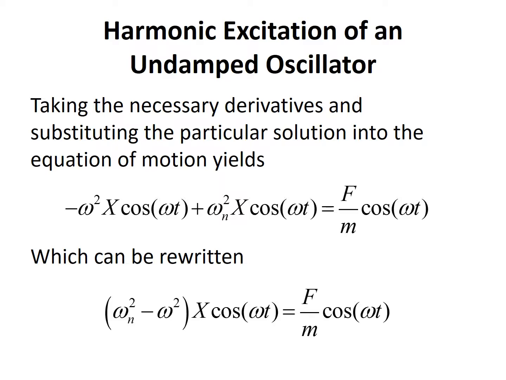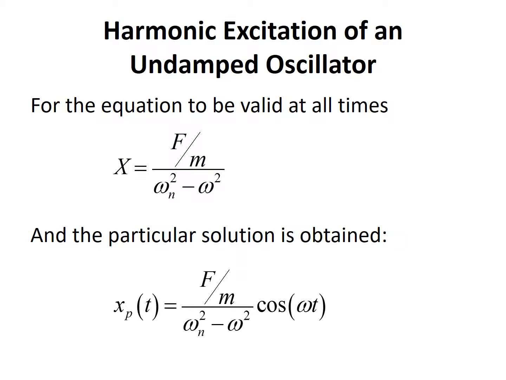Now, once again, the solution has to be valid for all times, and so we note that the cosine omega t is common on both sides of the expression. Therefore, the undetermined parameter can be solved by looking at the coefficients in front of the harmonic function. So for this equation to be valid at all times, we can solve for X, and we get the solution X equals F over m over the difference between the natural frequency squared and the excitation frequency squared.